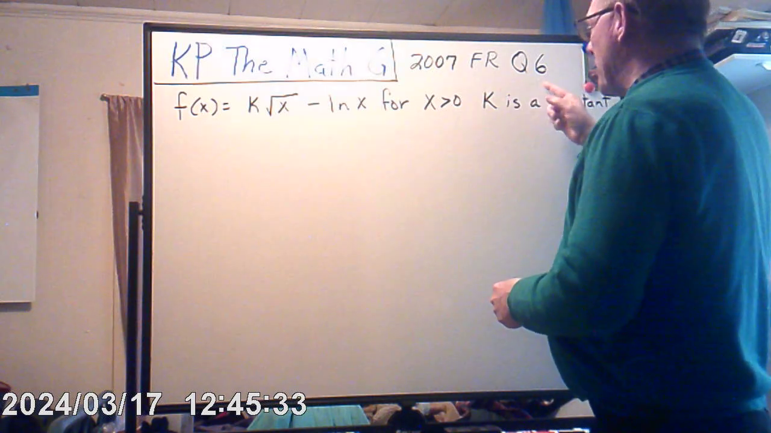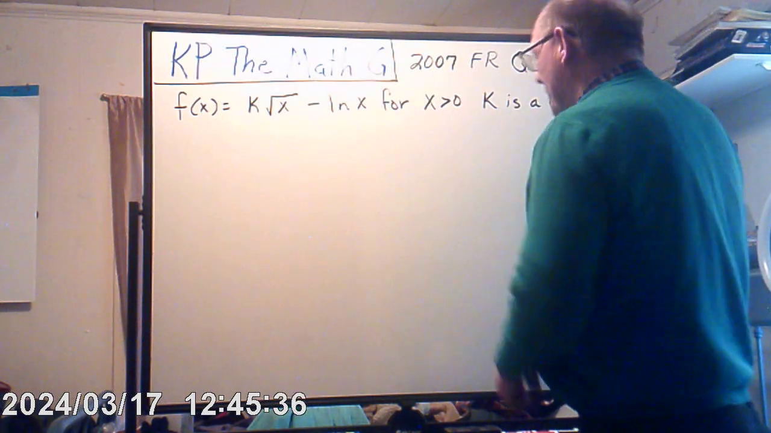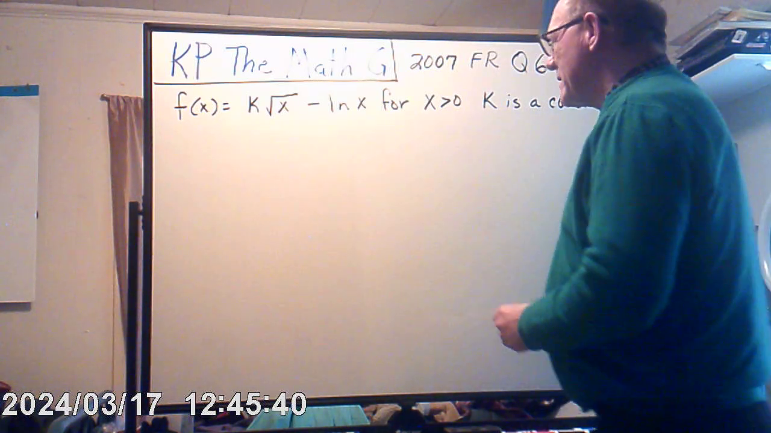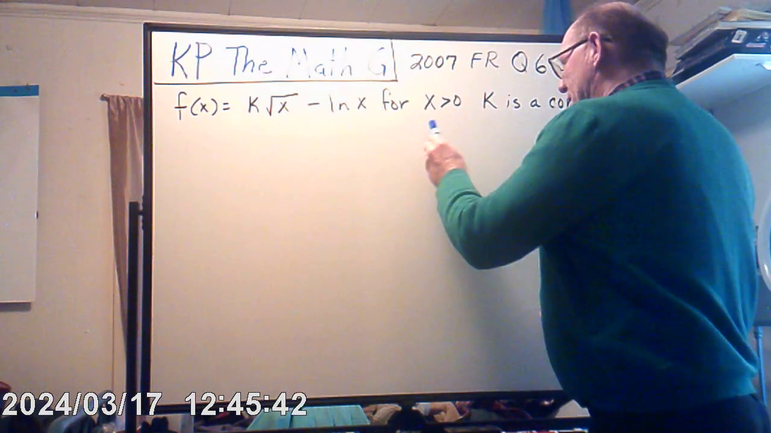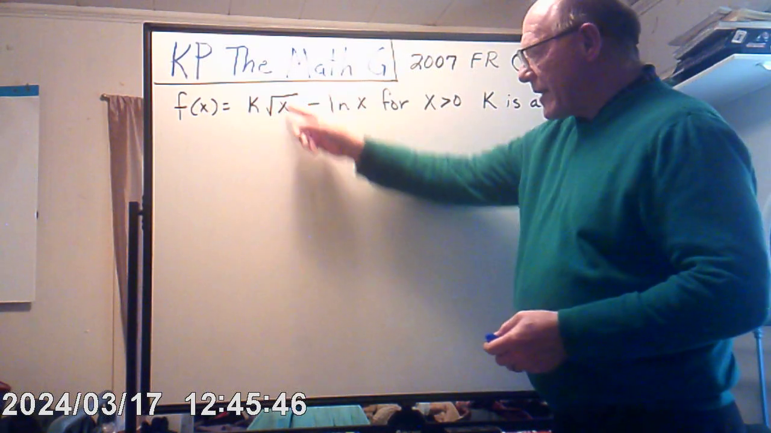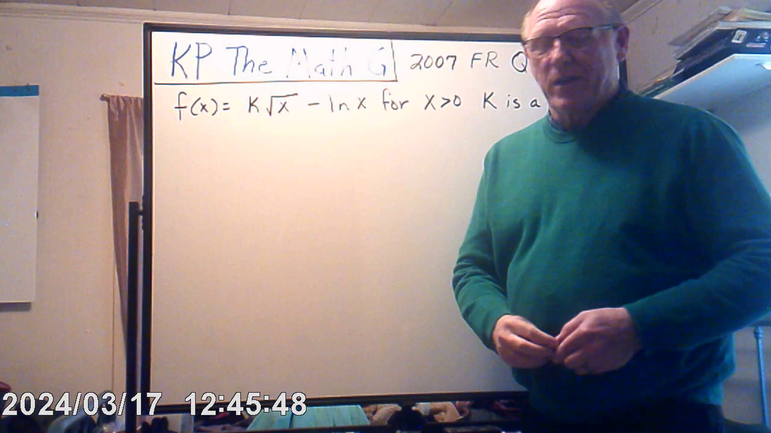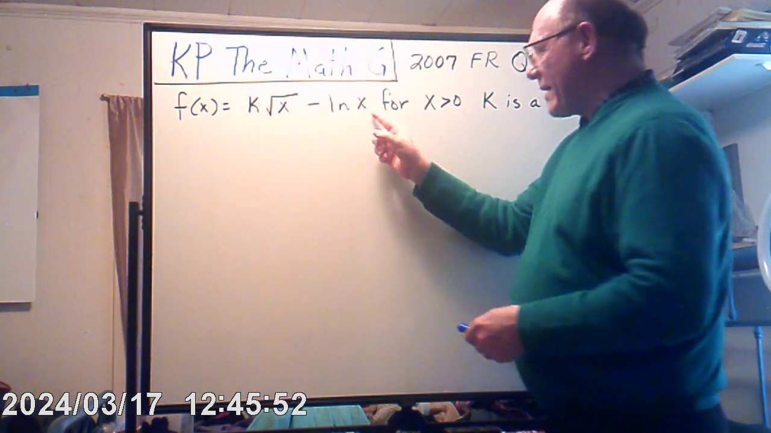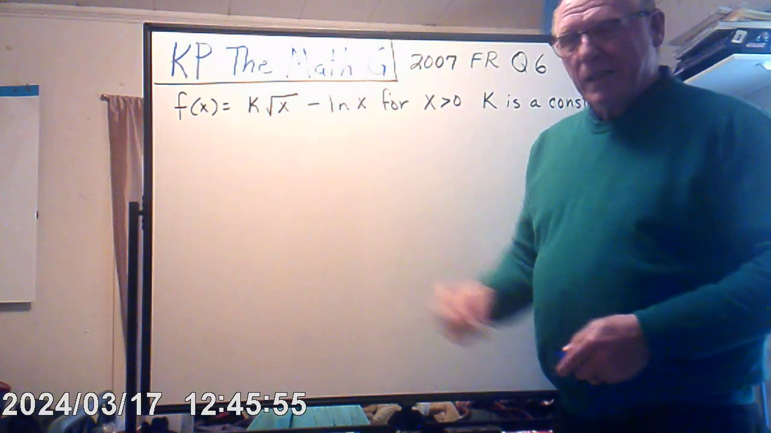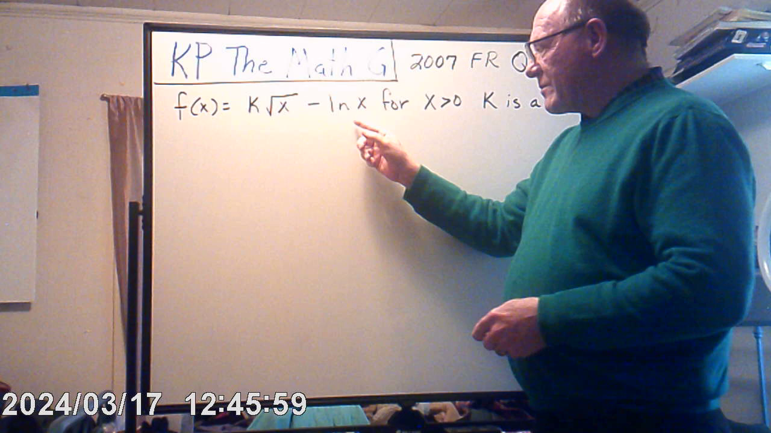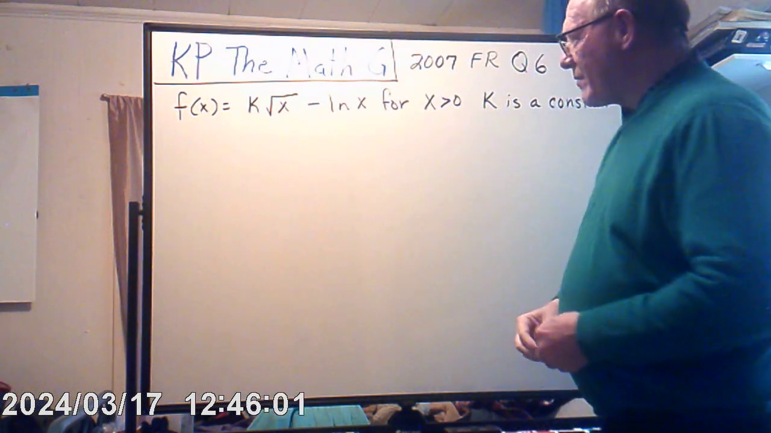So anyway, 2007 free response question number 6. We're given that f of x is equal to k times the square root of x minus ln of x for x greater than 0, positive, not because of the square root of x, but because of the ln of x. x can be 0 in the square root, but x cannot be 0 in the ln of x. You have to have x being greater than 0 because of the ln of x here.